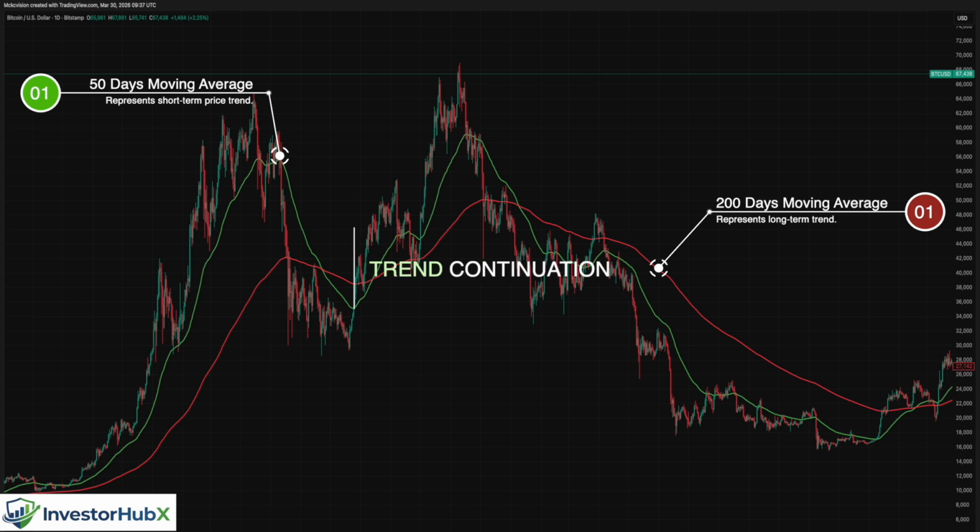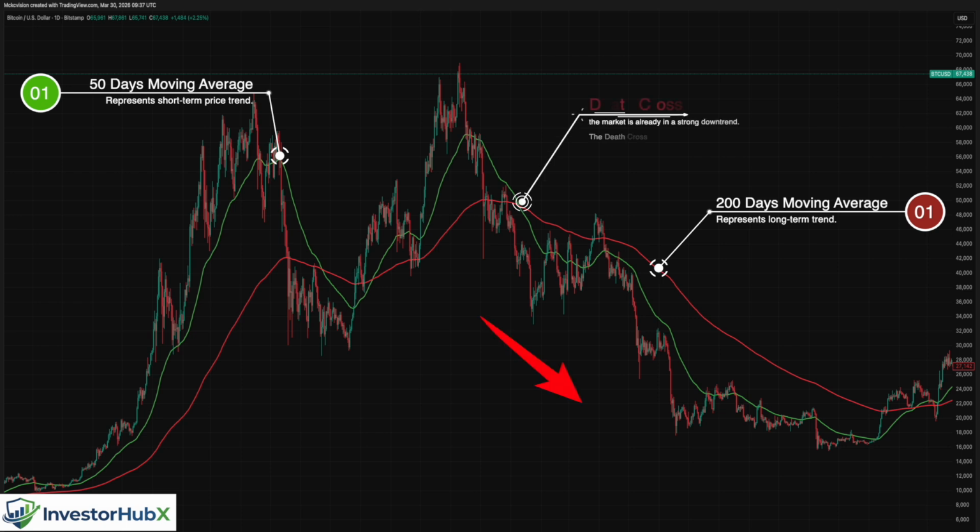Case 2. Trend continuation. Now, in this scenario, the market is already in a strong downtrend. The Death Cross appears, and it confirms that weakness. But instead of reversing, price continues to fall. If you ignore this signal, you're fighting the trend, and there could be much more downside ahead.